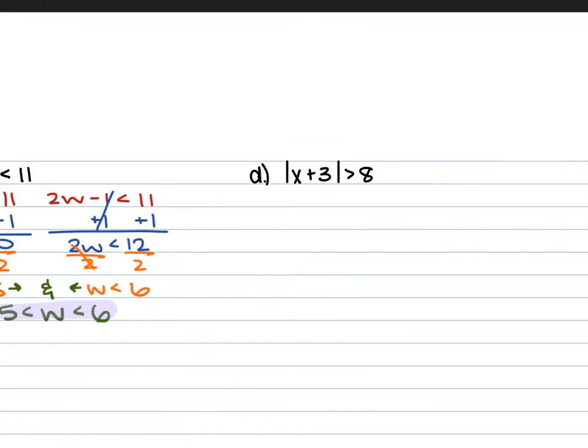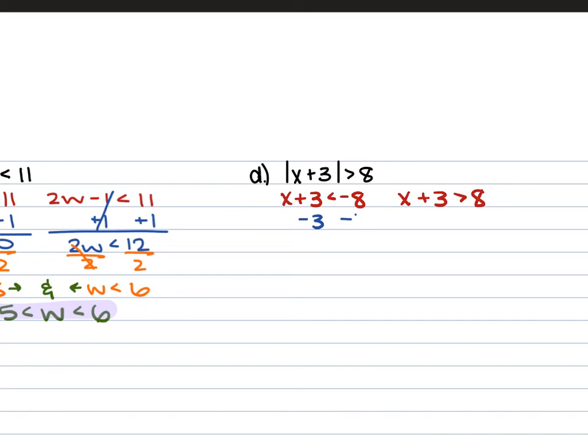For example D, we have the absolute value of x plus 3 is greater than 8. So is it possible for a positive number to be greater than 8? Yes. We break this into two inequalities. So we're going to have x plus 3 is less than -8, and x plus 3 is greater than 8.